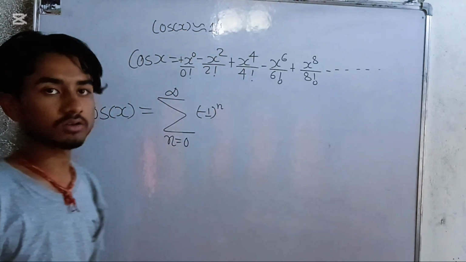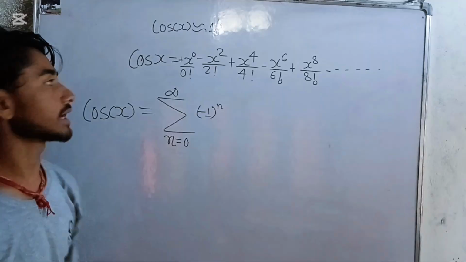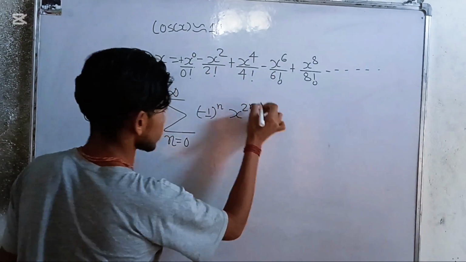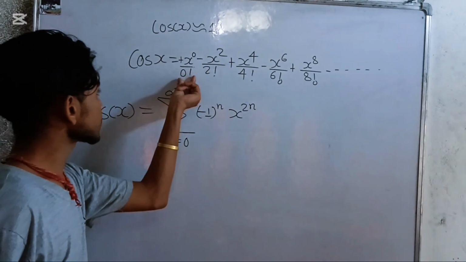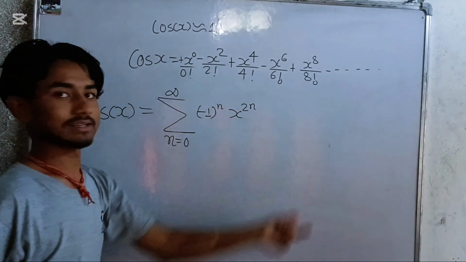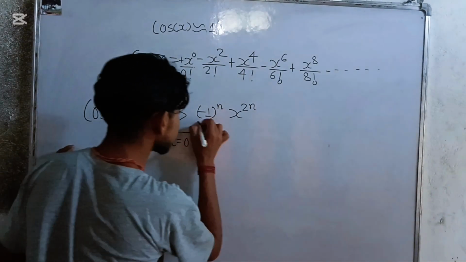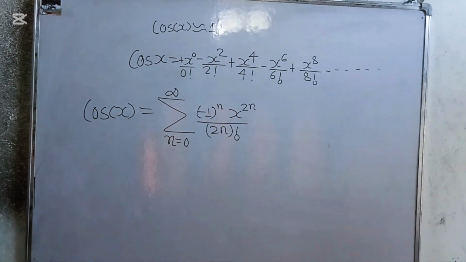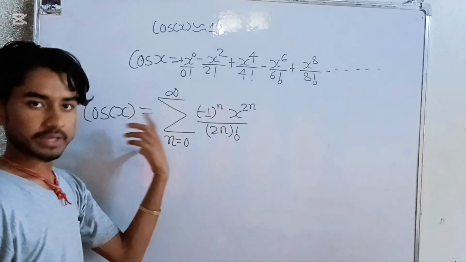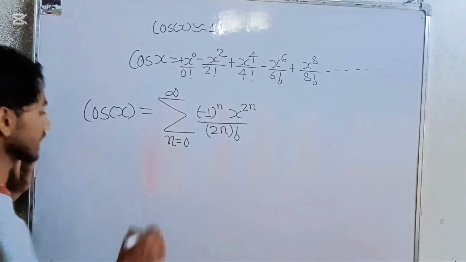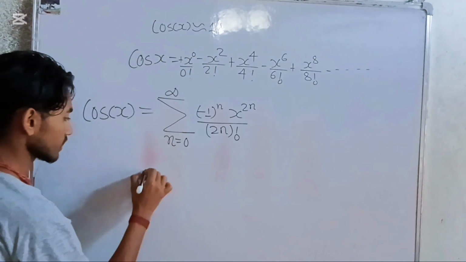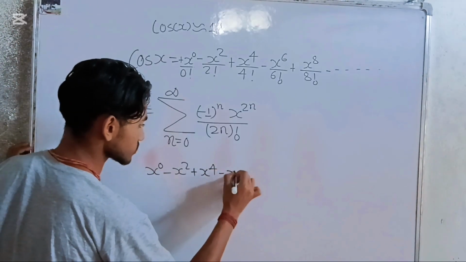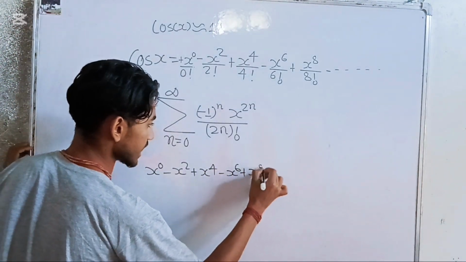After that, you can see the power increases by 2 in each term going from left to right. So 0 and 2 and 4 and 6, so you can write it as x raised to 2n. Also, the factorial increases by 2 in each term, so you can write it as 2n factorial. I think this would be uneasy for you, but I'm going to do it like this. So I have basically x raised to 0 minus x squared plus x to the 4 minus x to the 6 plus x to the 8, and so on and on.